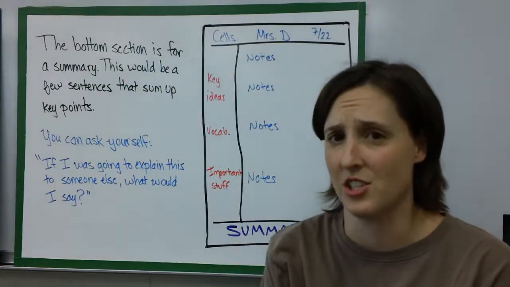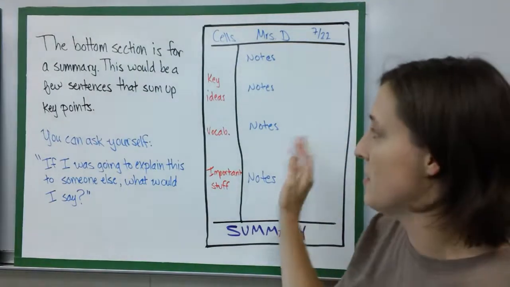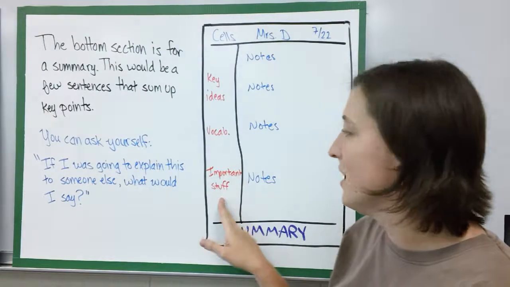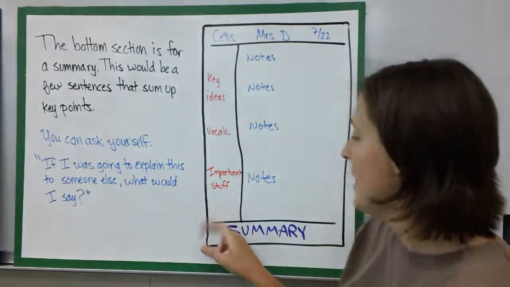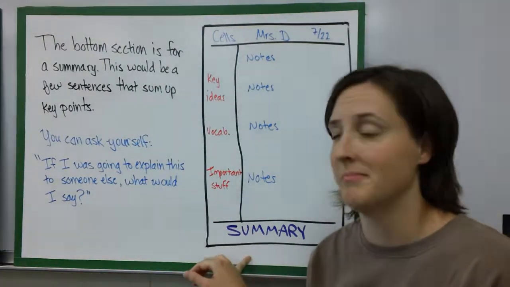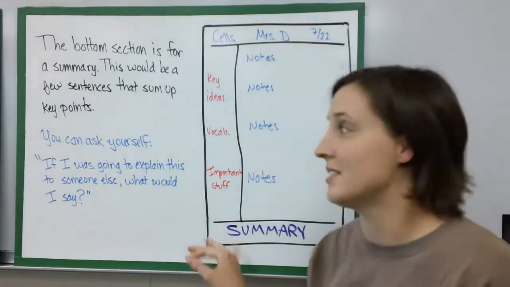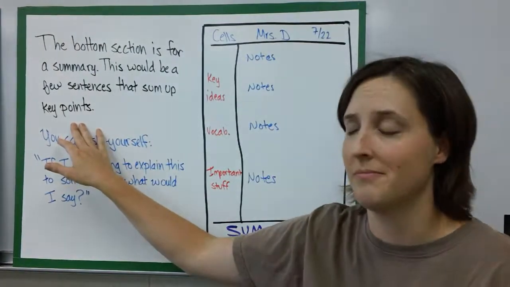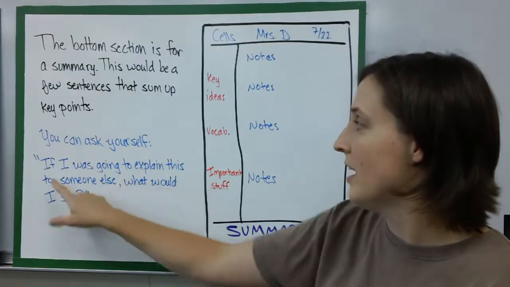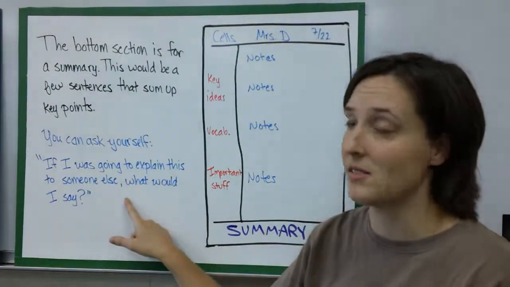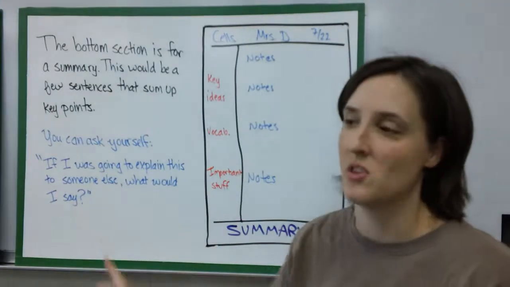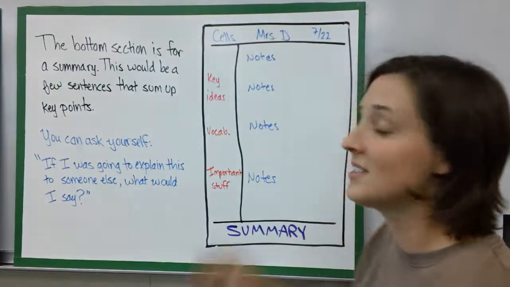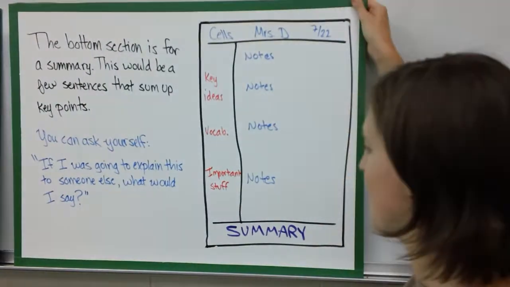is use the bottom section. So you've gone through, you've taken your notes, you've pulled out key ideas, any vocabulary you're unfamiliar with, all the important stuff. And the bottom part should be the summary. This is just a few sentences that sums up the key points of whatever it was that you learned. You might want to ask yourself, if I was going to explain this to somebody else, what would I say? So in other words, how would you explain this to somebody who's never learned it before? This helps you learn it better.